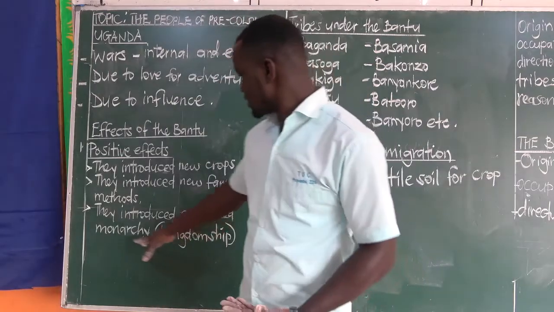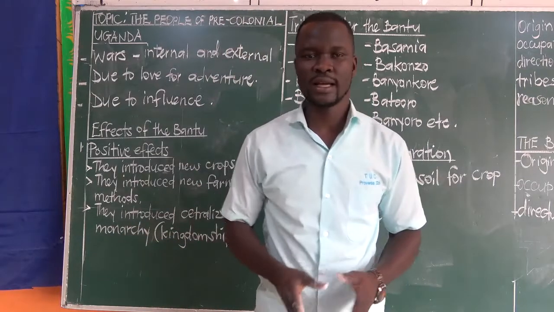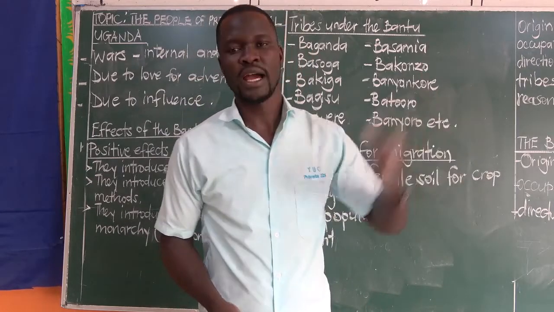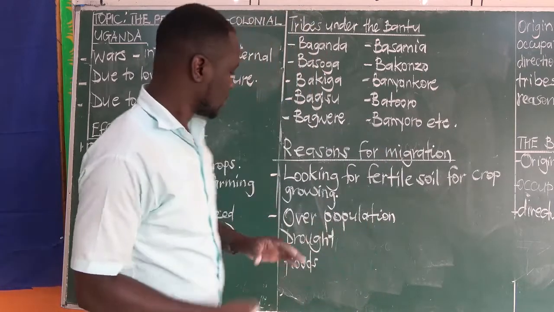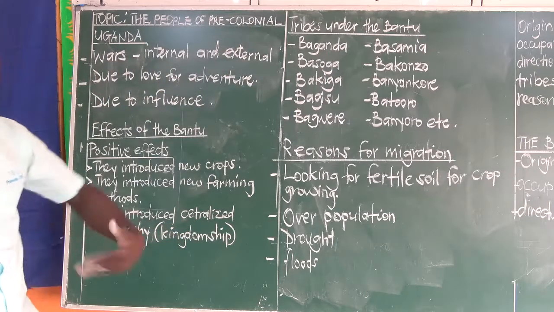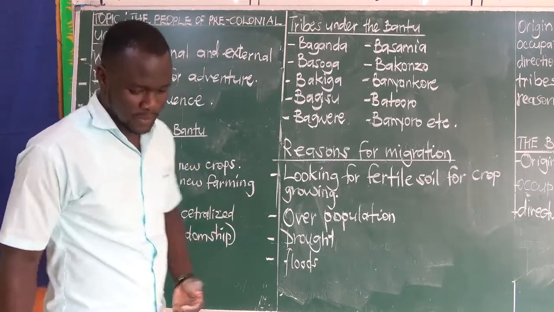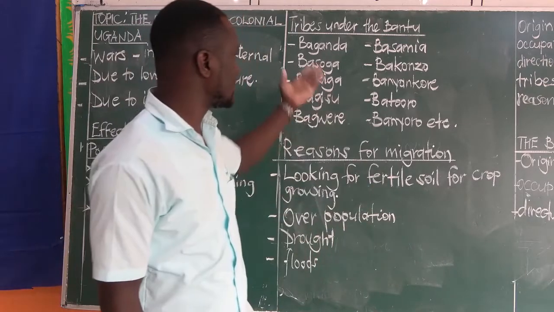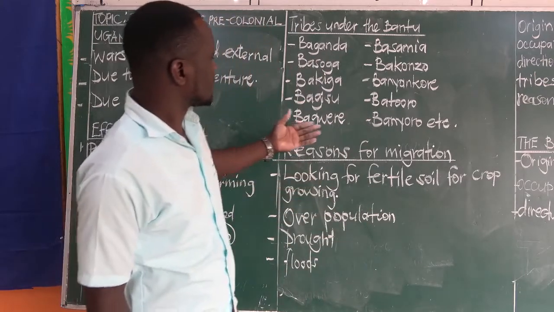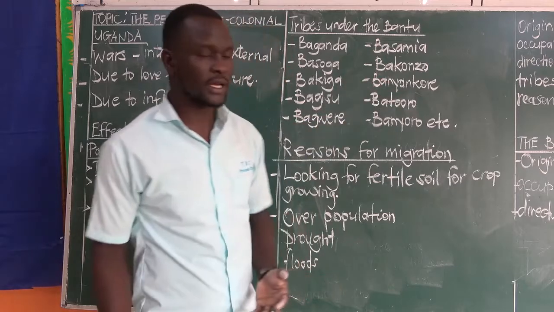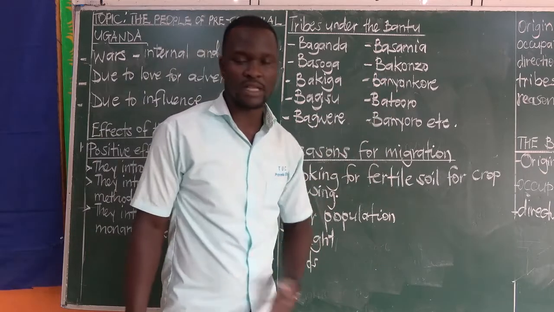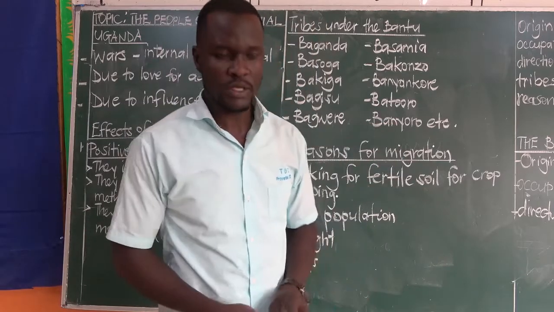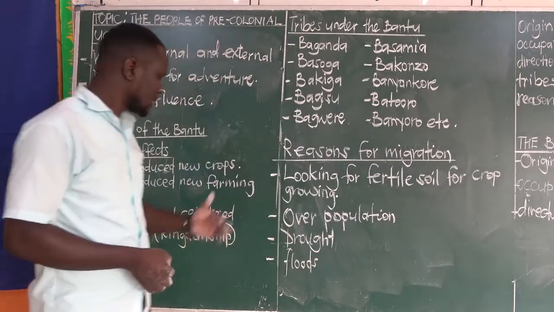Monarchy deals with having a traditional leader given the final power, the overall power, as the one with the highest authority in that area. So these people introduced the idea of kingdoms. That's why when they came, they settled, they formed Buganda Kingdom, that was for the Baganda. They had the Ankole Kingdom for the Banyankole, the Toro Kingdom for the Batoro, and the Bunyoro Kingdom for the Banyoro. So they introduced that idea of kingdomship.